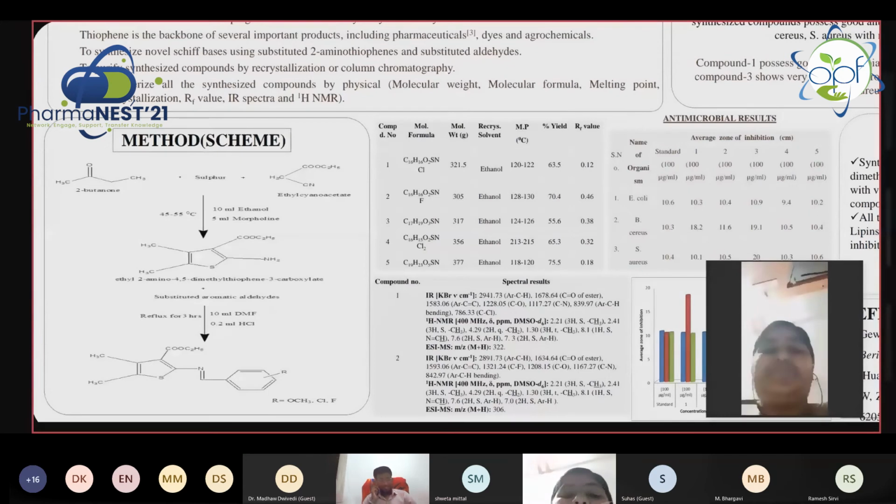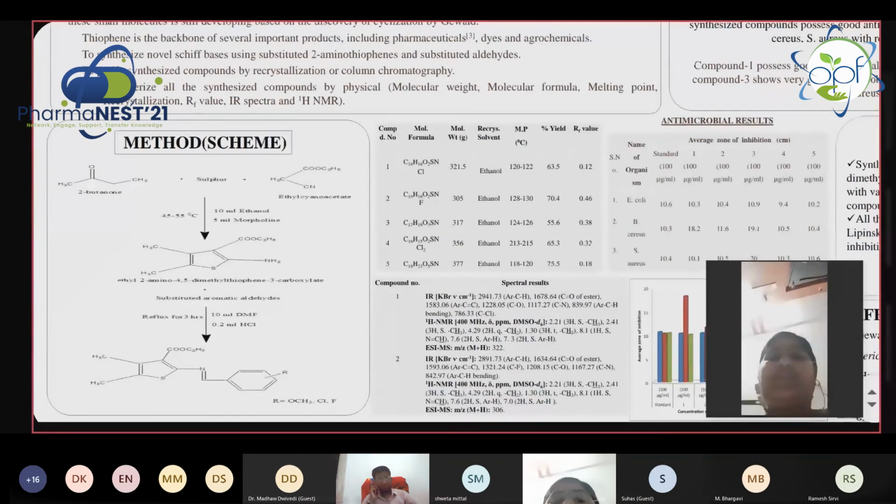It is treated with substituted aromatic aldehydes. To that, add 10 ml of dimethylformamide and 0.2 ml of HCl, and reflux is done for 3 hours. The obtained product is nothing but a novel Schiff base. This experiment is performed by using 5 types of different aldehydes, and purification of the compound is performed by recrystallization. First, the product is taken in 25 ml of ethanol and heated for some time until the product dissolves. Now filter the product and keep it at room temperature for 24 hours. The crystals are obtained. This is the recrystallization process.